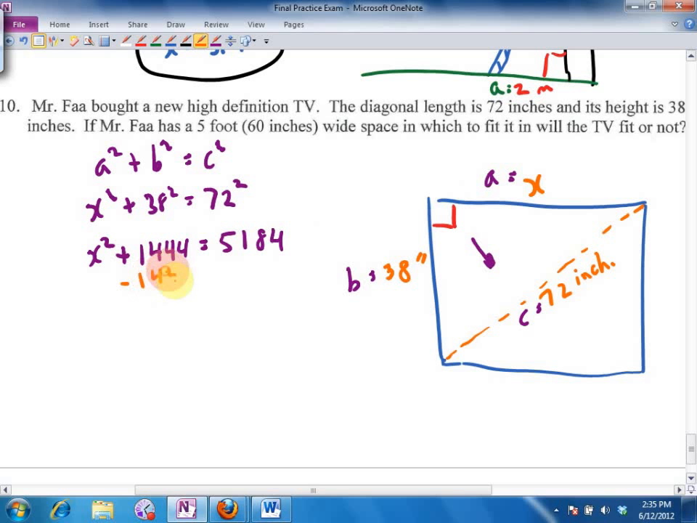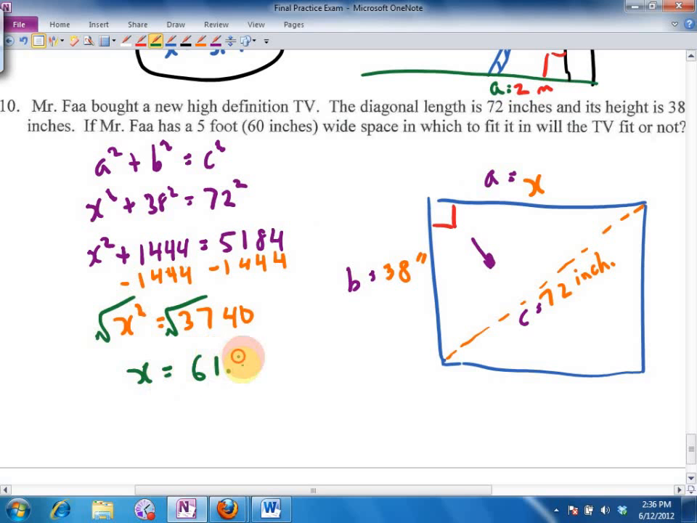And now I'm going to have to get X by itself, so I need to subtract this number here to get rid of it. Which is going to give me, let's see, X squared equals 3,700 and something? 3740. Okay. Last thing, I need to take the square root now, and the width of this thing is how much? Oh my goodness, will it fit? No, I need to buy a different TV. I'm not buying that one.